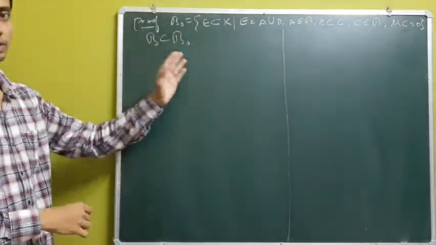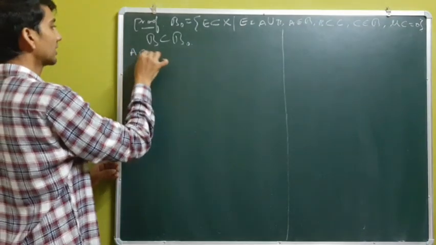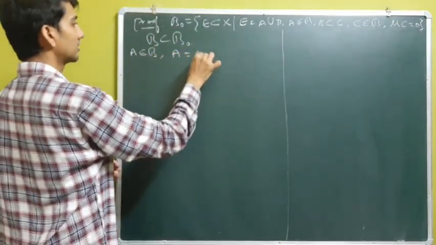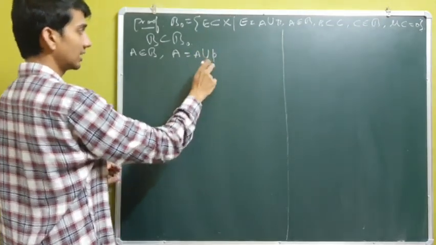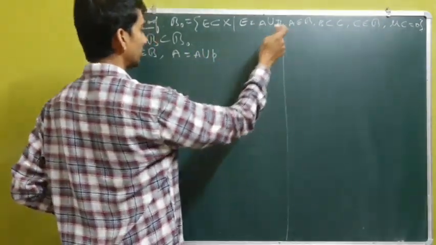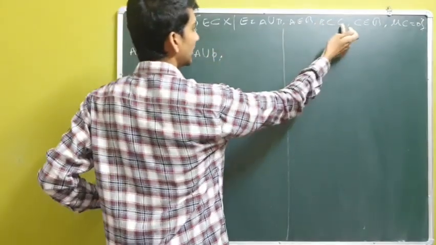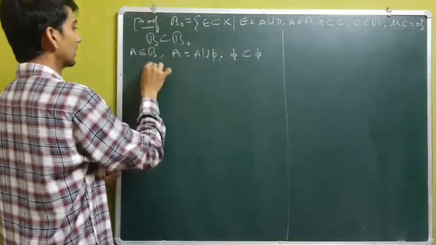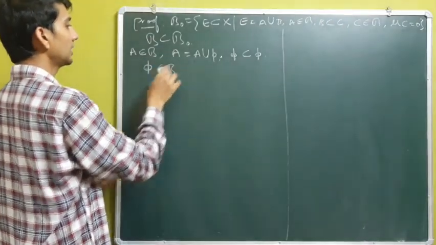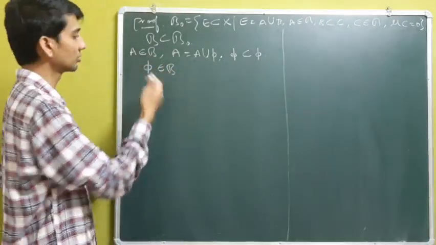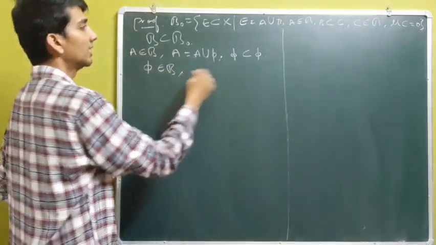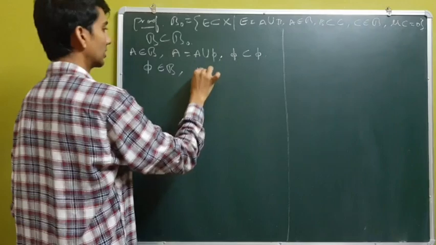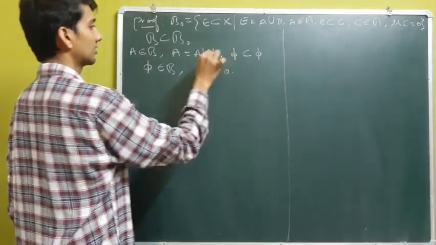B is contained in B naught, because if I consider a set A in B, then I can express A as A union with the empty set. The empty set is contained in the empty set, which is in B, where B is a sigma algebra, so the empty set is a member of B, and the measure of the empty set is 0.